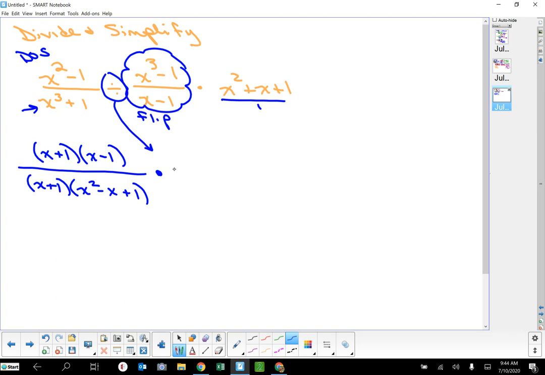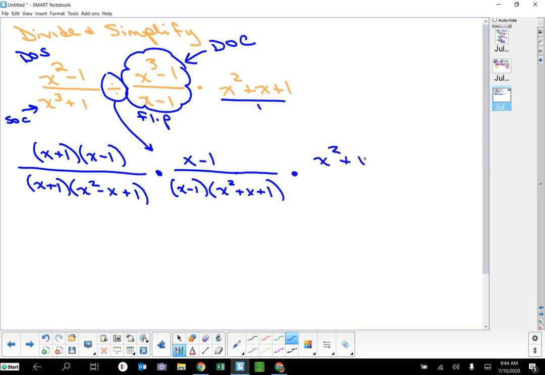So the x minus 1 is going to go on top. And this guy is a difference of cubes. This was a sum of cubes, right? So when I factor that, I'm going to get x minus 1 times x squared plus x plus 1. Extend that bar. And then I have times x squared plus x plus 1 over 1.